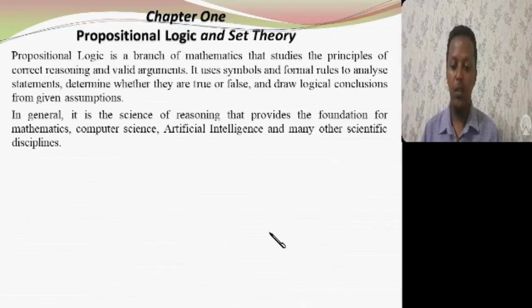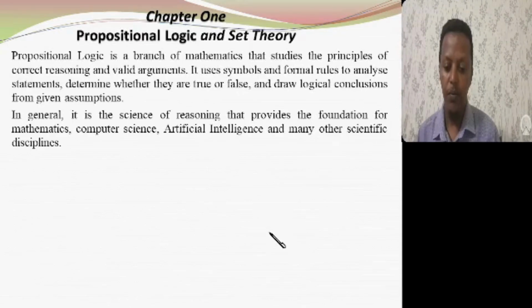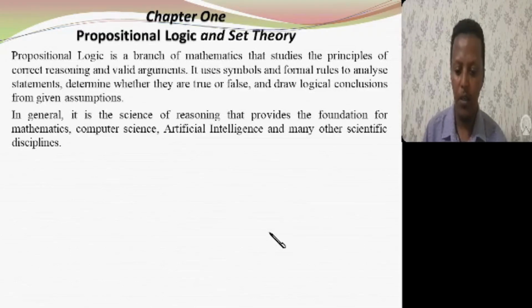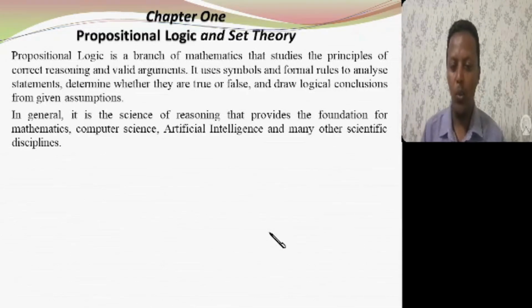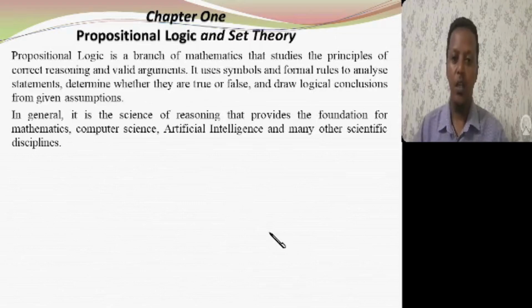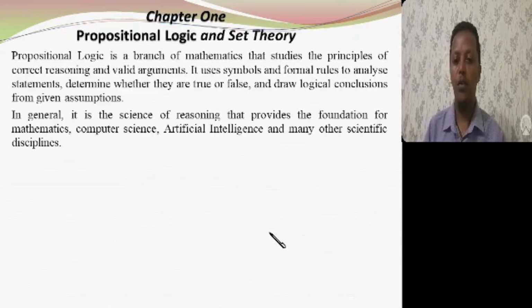So at this ground level, you are expected to understand what are the principles of correct reasoning and how to check whether a given argument is valid or invalid. So these are the main objectives of chapter 1. So having this in mind, just let's start from the definition of a proposition.